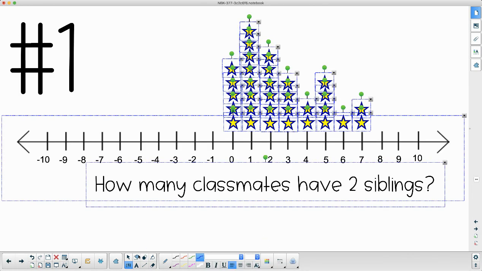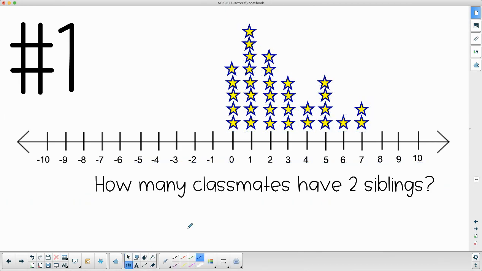So number one here has this dot plot. And it says that Gerald asked some of his classmates how many siblings they have. So each of these stars is representing a classmate. The number that it's above tells you how many siblings they have. So number one asks how many classmates have two siblings. So if we come to the two, each of these stars counts for a classmate. So you'll count up the stars above two to see how many classmates have two siblings.